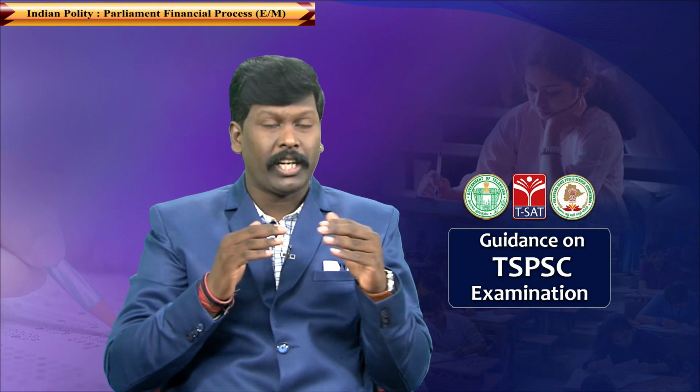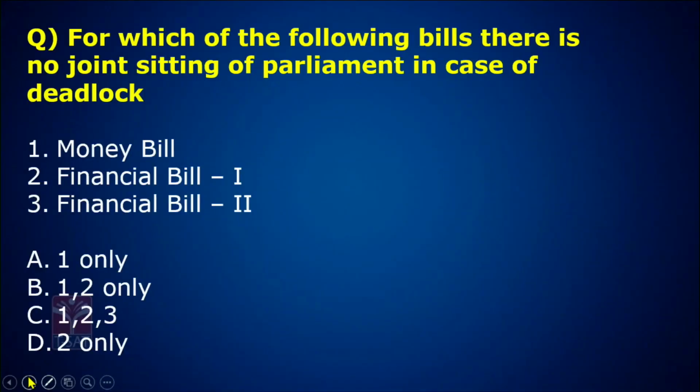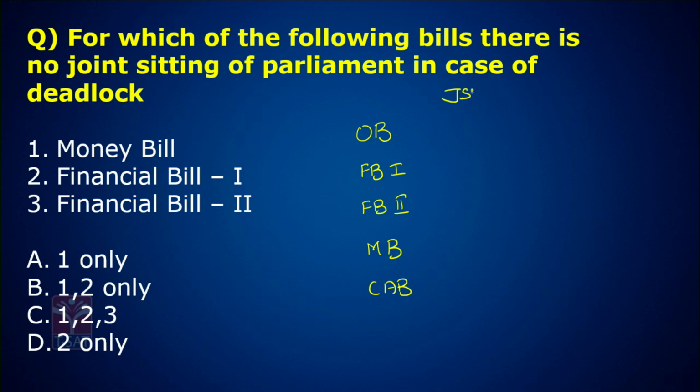Now, the question is, for which bills will there be a joint sitting? Let us see. There is something called an ordinary bill. There is financial bill type 1 and financial bill type 2. We have a constitutional amendment bill, a money bill. Now look at this: joint sitting of the Parliament as per Article 108.